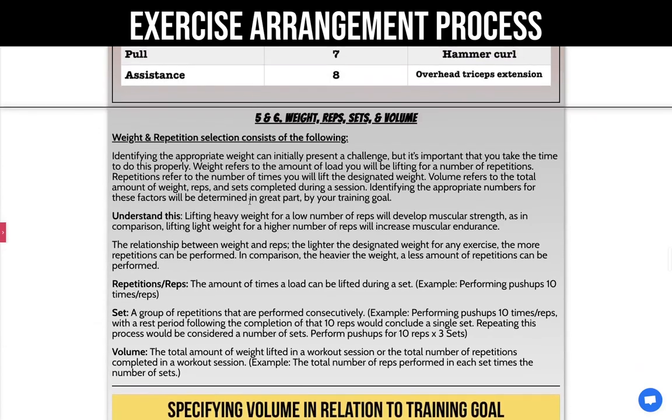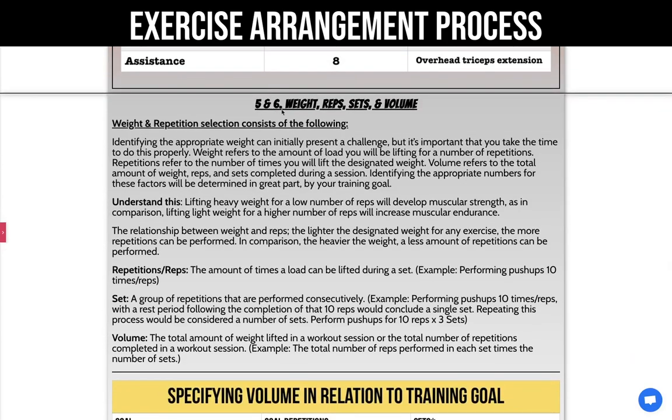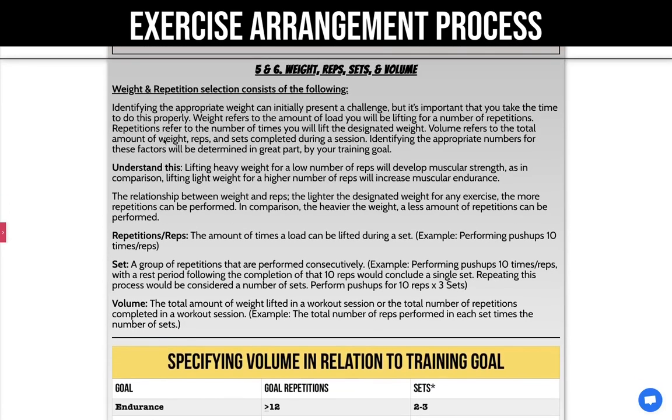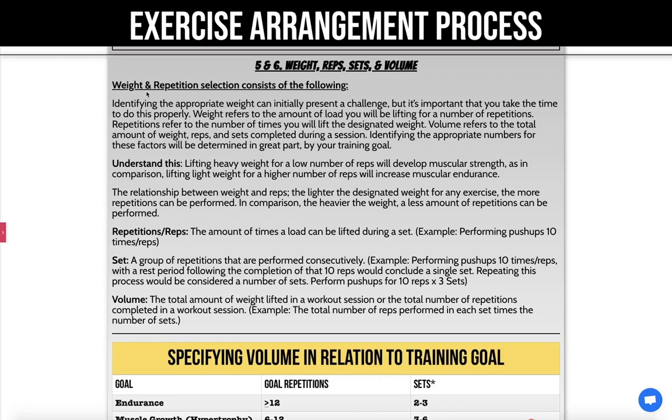All right, we're going to move on here. 5 and 6. Weight, reps, sets, and volume. Now, this is crucial really in any program because you need to know the load. So if you see load throughout here, it's also interchangeable with weight, reps, sets, and volume. This is key right here in understanding how many reps you should do, how many sets, and the reason why you should be doing each.